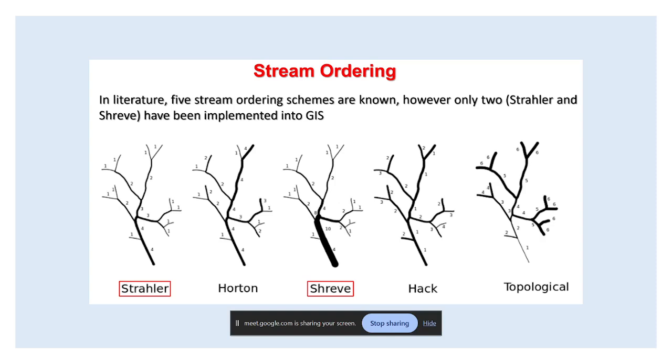As I said, we have five stream ordering schemes in literature, but in GIS we largely use the Strahler and the Shreve method. And even in that, as Sir said, the Shreve method is slightly more used because it's quite simple.